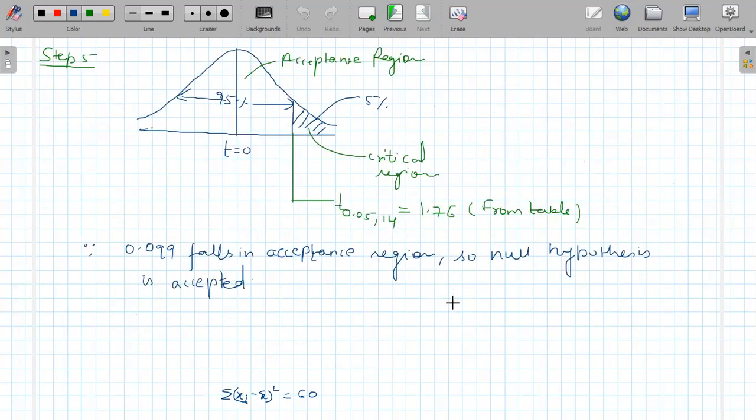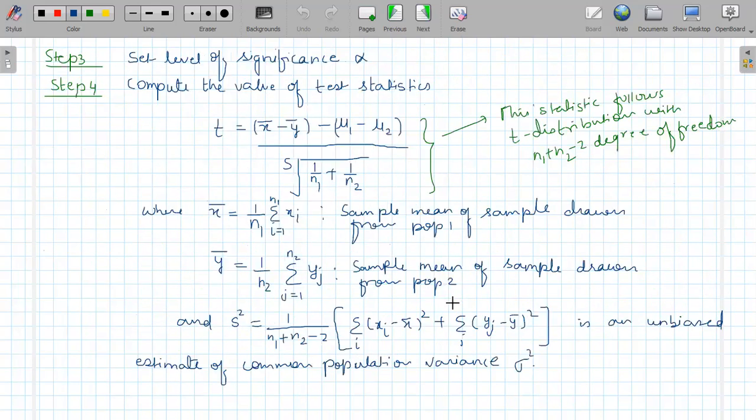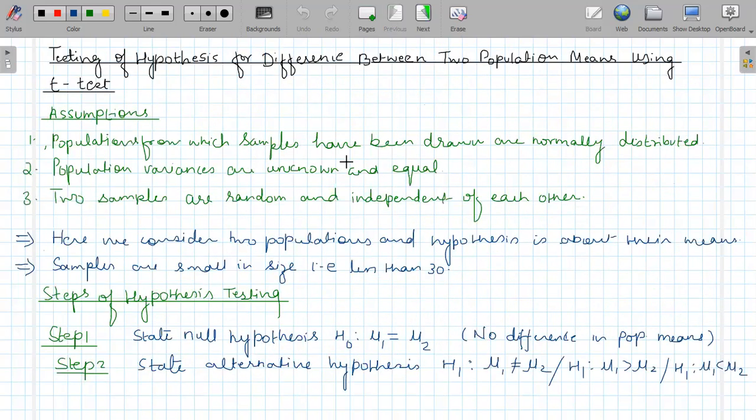Okay. So this is the numerical problem regarding testing of hypothesis for difference between two population means using the t-test.